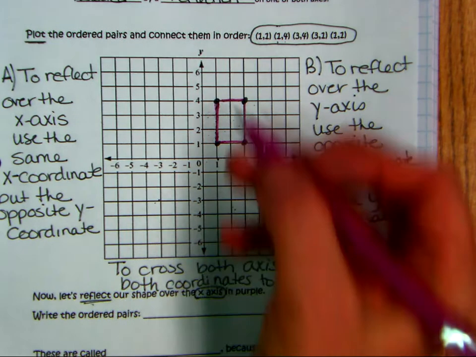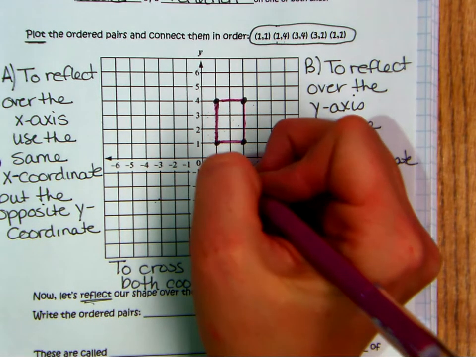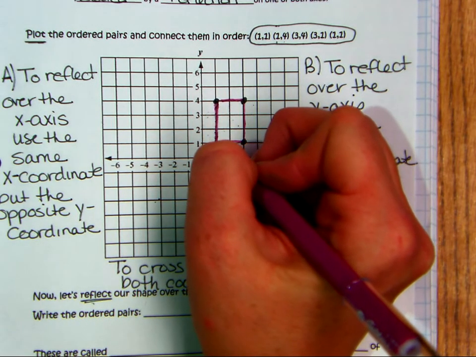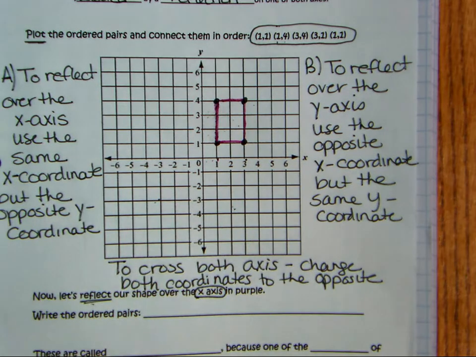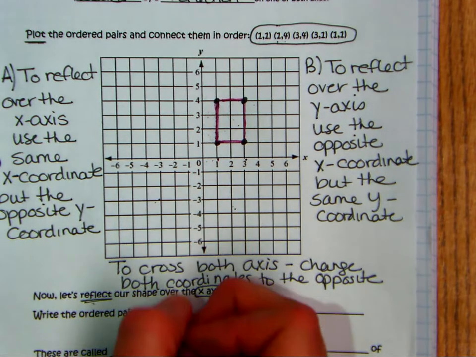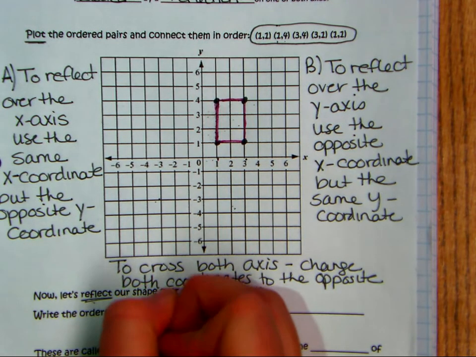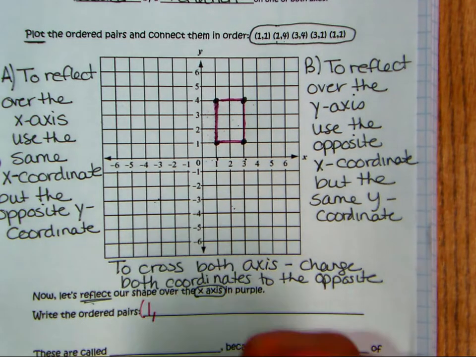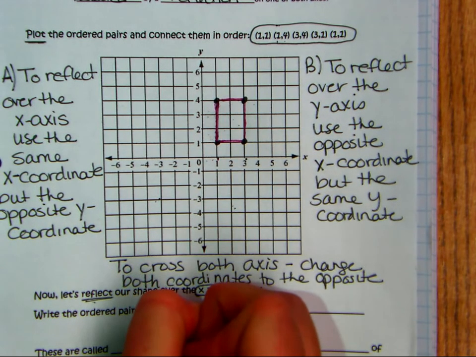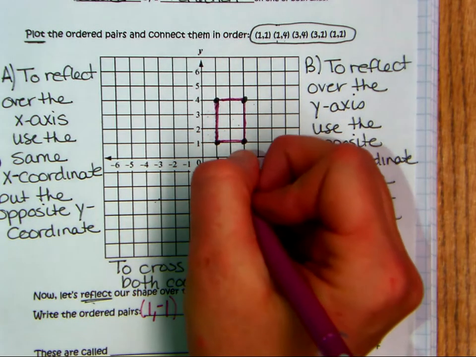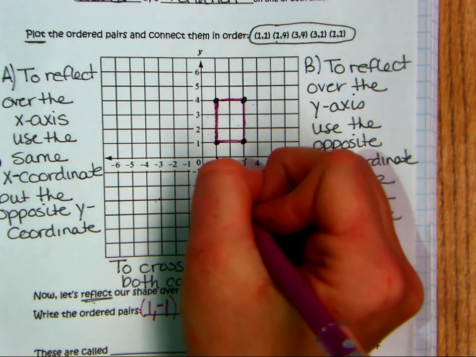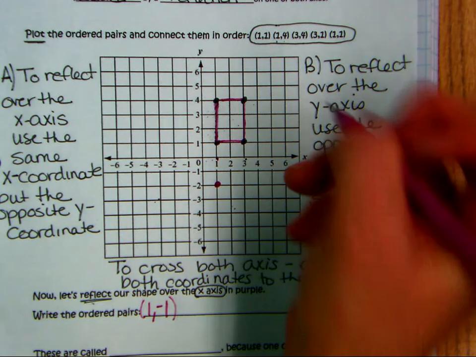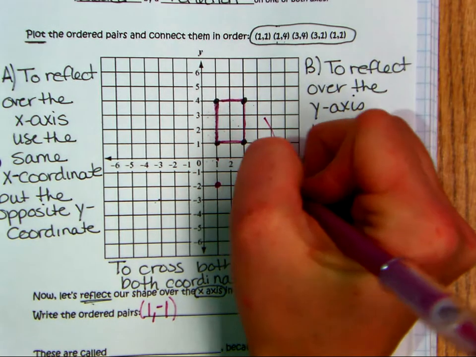So our first point that we had here was a positive 1, positive 1. So we're going to use the same x, so we're going to have 1, but we're going to use the opposite y, which, instead of positive 1, would be negative 1. So that would be positive 1, negative 1, because we're going to go from here down to here.